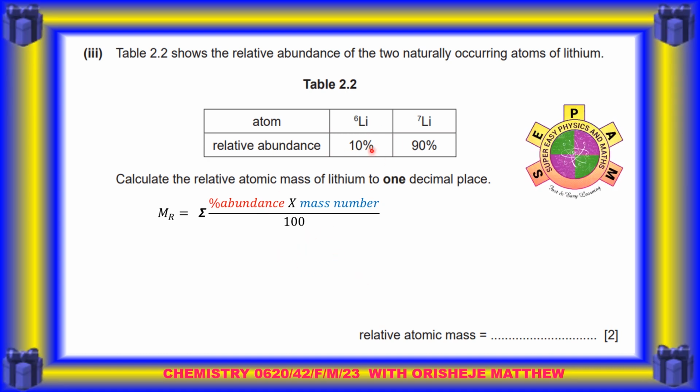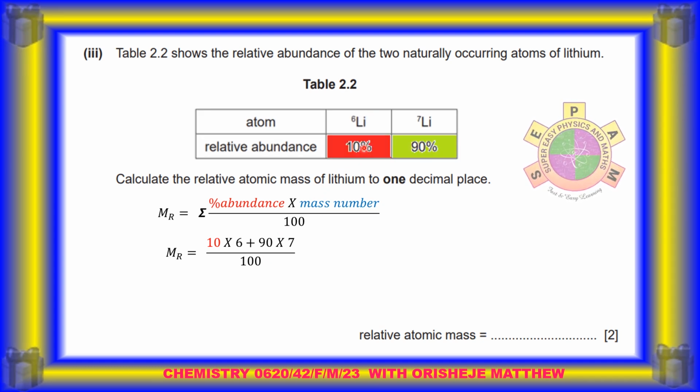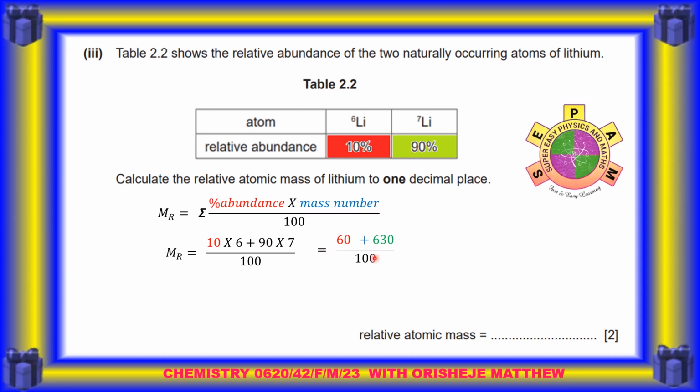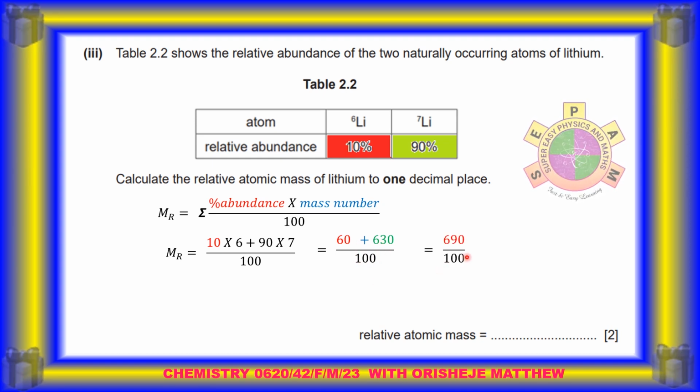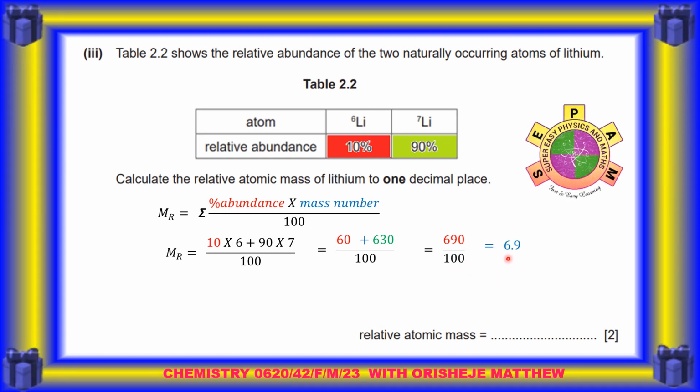So if you look at this, I decided to let this be red and this one be green. So the red is multiplied by 6 and then the green is multiplied by 7. So we have it like that, and add them together. That is 690 divided by 100. So that is 6.9. So that is the relative atomic mass.